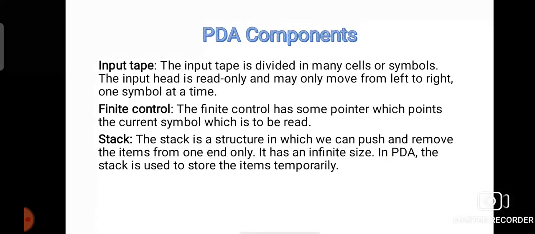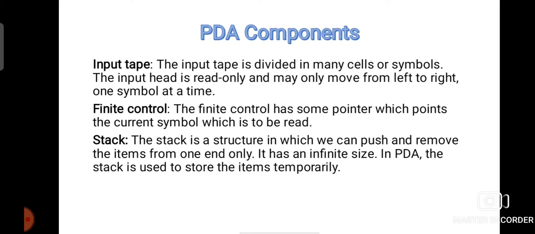The input tape is read-only, and it may only move from left to right, and it can consume one symbol at a time. And finite control has a pointer which points to the current symbol which is to be read. And already we said the stack memory can push or remove items from the top of the stack one by one. The stack has an infinite size, so the stack is used to store the items temporarily.